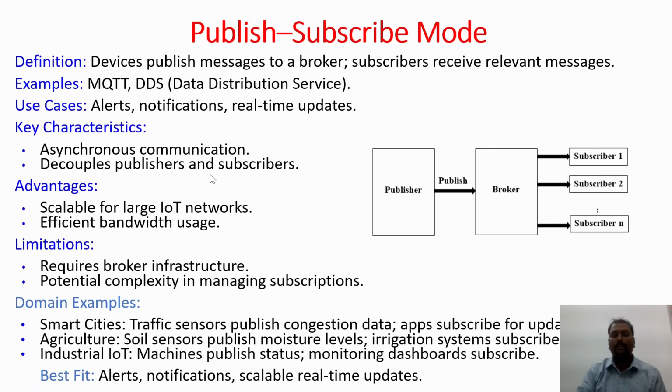Examples can be like in smart cities, traffic sensors publish the condition data, whereas the app subscribes for the updates from that sensor. In an agricultural use case, the soil sensors publish moisture levels, and the irrigation system or the sprinklers may be the subscribers there. In industrial IoT, the machines may publish the status of sensors, and the monitoring dashboards will act as the subscriber. So this publish subscribe mode is best fit for alerts, notifications, scalable real-time updates, etc.